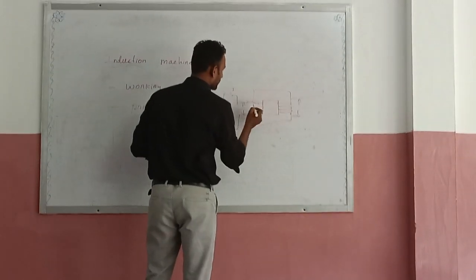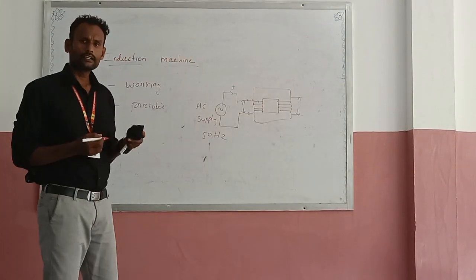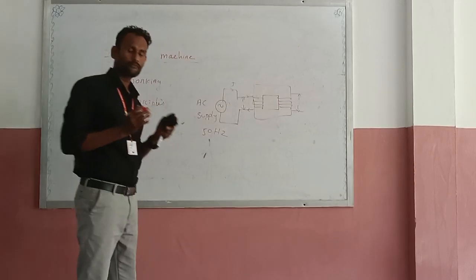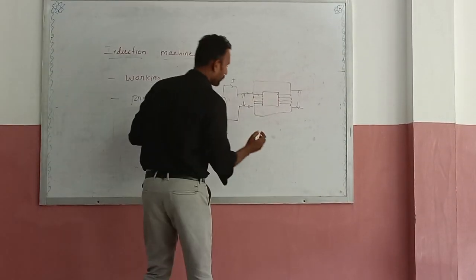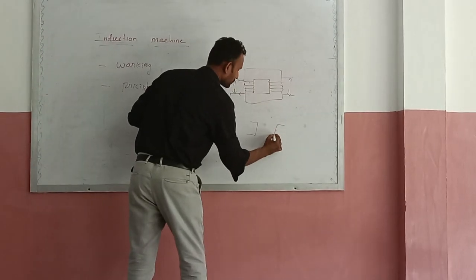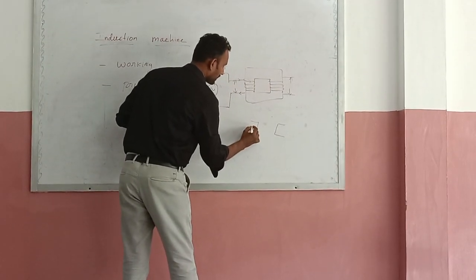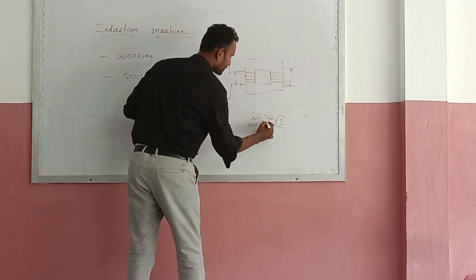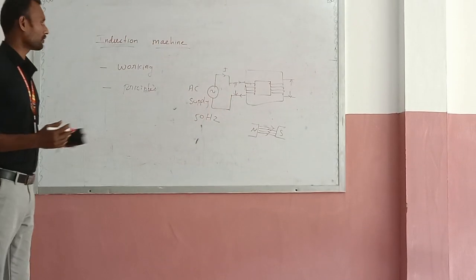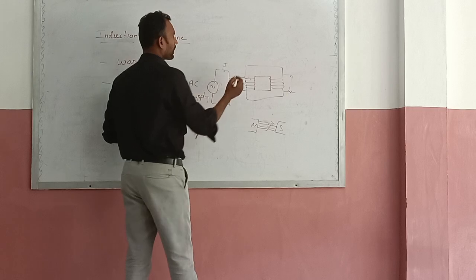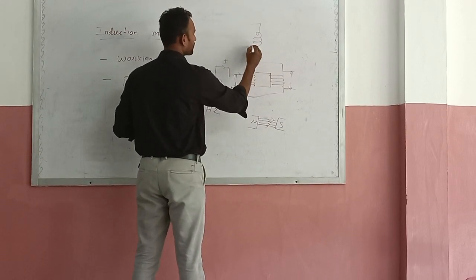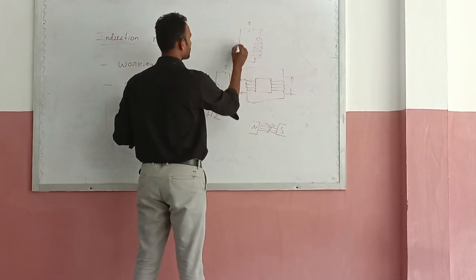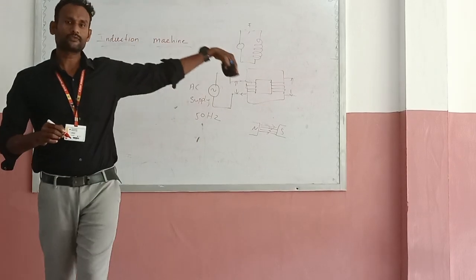Whenever flux is generated, you know that flux is nothing but magnetic flux lines. They always flow from the north pole to the south pole. For example, here there is no pole at all. Then what will happen? For example, this is our winding, and I am giving supply. Now whenever the current is flowing, what will happen?